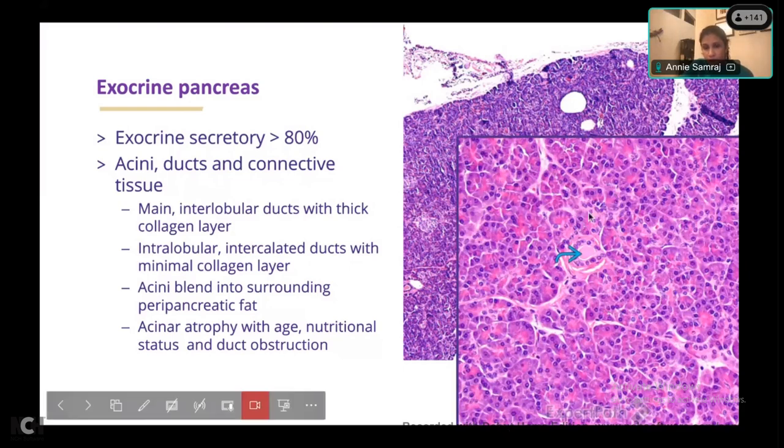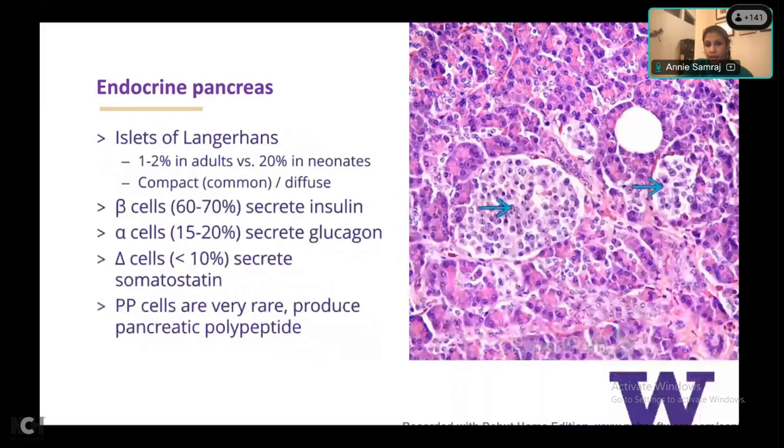So here's a close-up view. Here we have a duct highlighted by the blue arrow, and you see that it doesn't really have too much collagen around it. So this is an intercalated duct. And then surrounding it, we have the acini. The acini are deeply basophilic because of all of the rough endoplasmic reticulum, and they have abundant secretory granules filled with trypsin, chymotrypsin, and lipolytic enzymes.